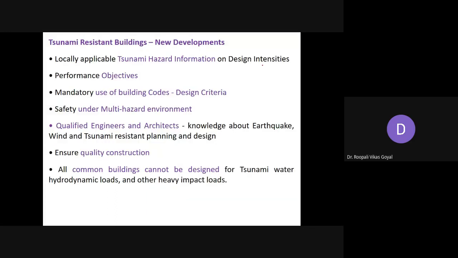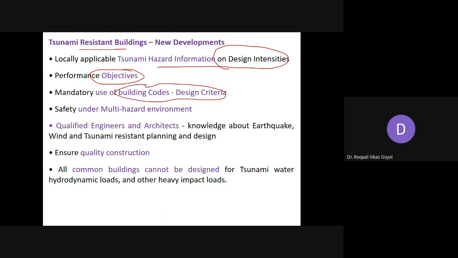Next is tsunami resistant buildings, some new developments. So basically, it is locally applicable to the tsunami hazard information on design intensity. So tsunami hazard information should be known to us. Performance objective, whatever building we are constructing, we should know its performance objective. It is mandatory to use the building codes for the design criteria. So whatever codes, accordingly they have to design. It should also ensure against a multiple hazard environment.